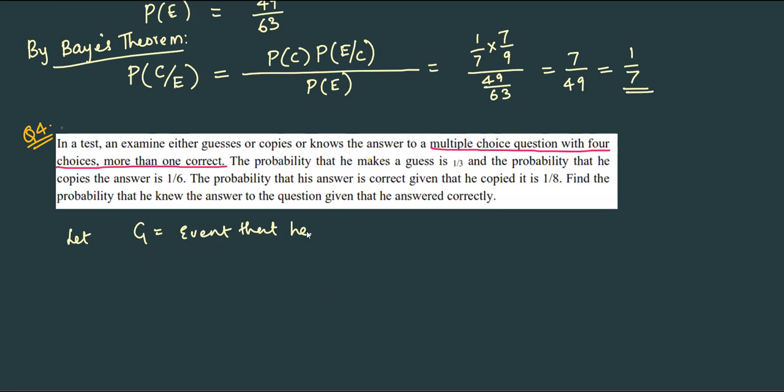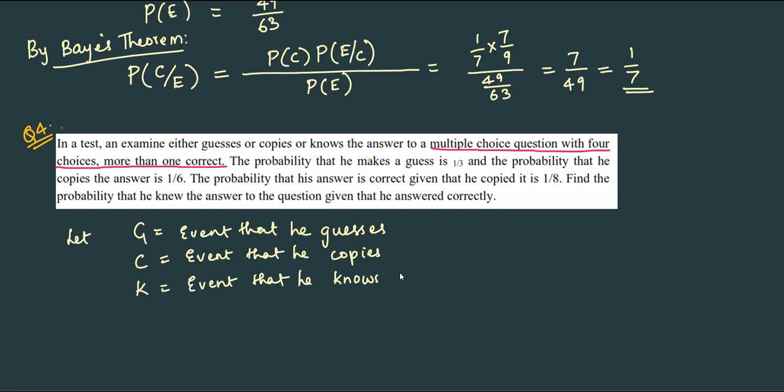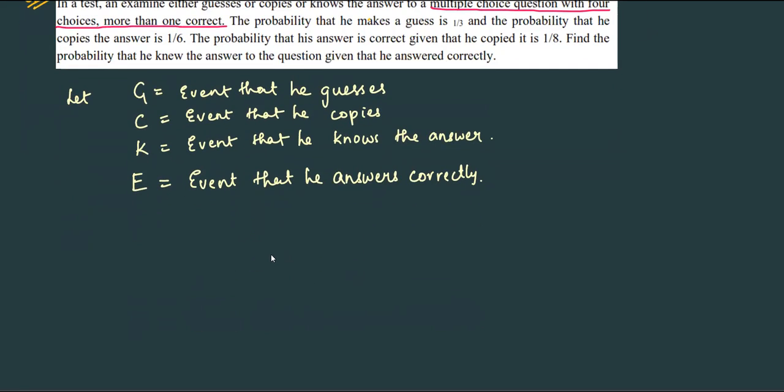Let G be the event that he guesses, and C be the event that he copies, and K be the event that he knows the answer, and E be the event that he answers correctly. Now let us do the probability.